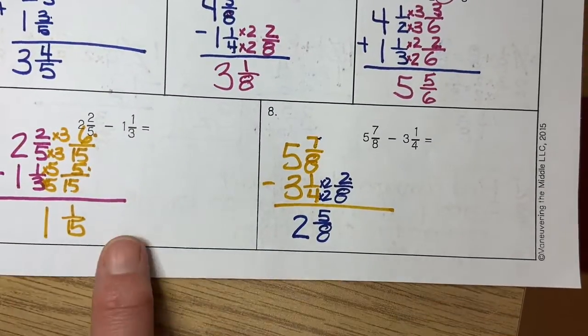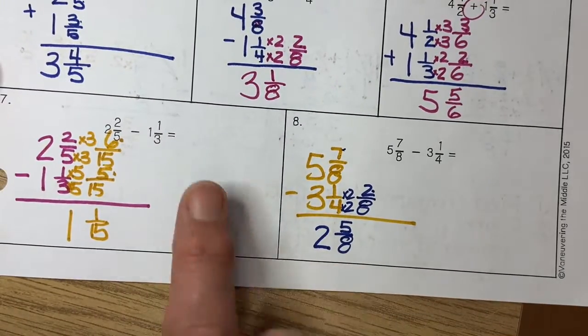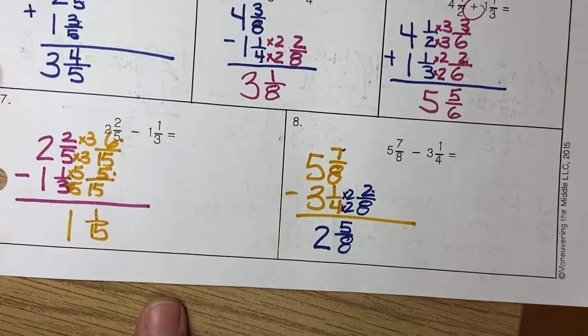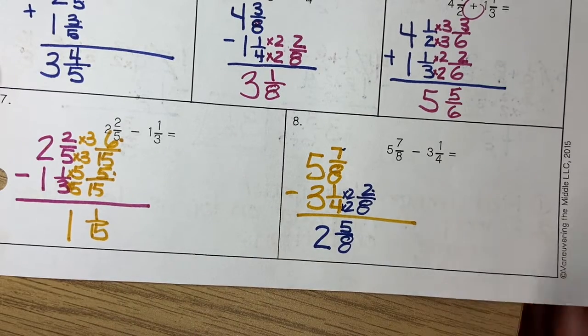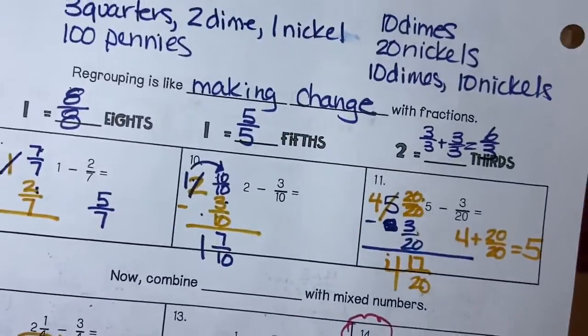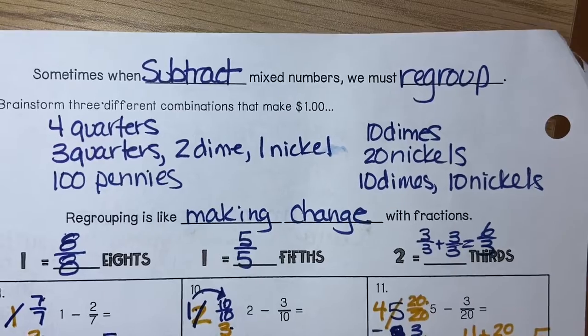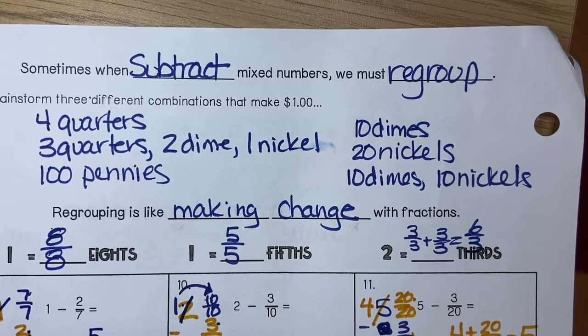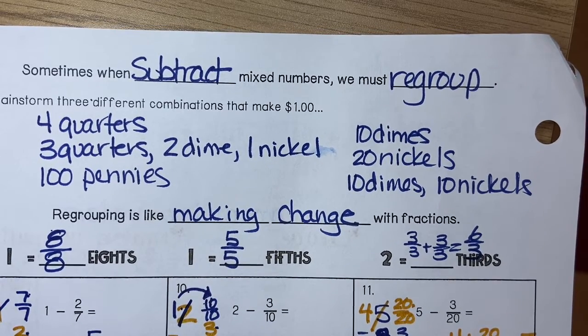So this is just a couple more of the same type of problems, subtraction, where I found the common denominator first, then subtracted the fractions, and then subtracted the whole numbers. Okay, so the biggest thing we talked about was regrouping, okay? What I want you to keep in mind is that sometimes when you subtract, you have to regroup. Remember, you can never subtract going up. You always have to be going down.